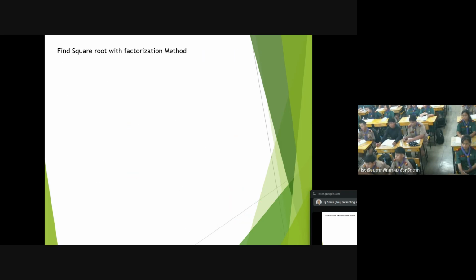Okay. So, let's go back to the square root and the cube root. We have a different method to get a square root and cube root. The first one is the factorization method. Okay, repeat after me. Factorization method. Factorization method. Okay, so how to do that?